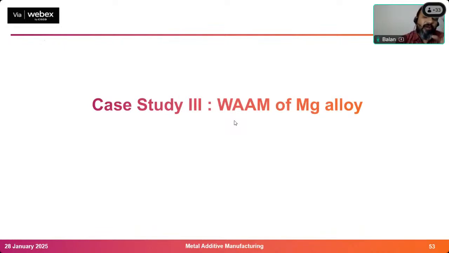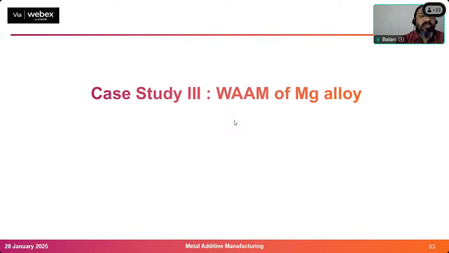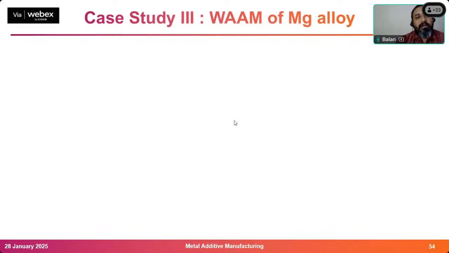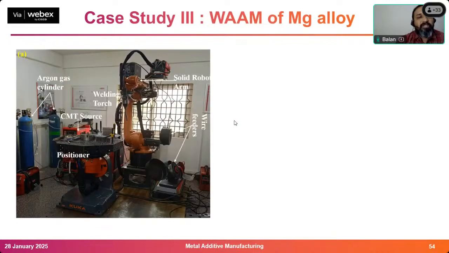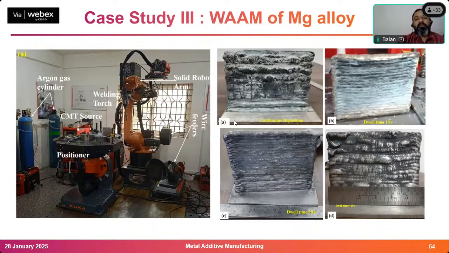I will explain how I manufactured the WAAM part. At the start, there will be a workflow. So this is the workflow. This is the machine we used at Fronius Bangalore. This is the whole CMT setup, and we built the component. You can see the component doesn't look good because we did it in open atmosphere, so you can see the oxides that look black.